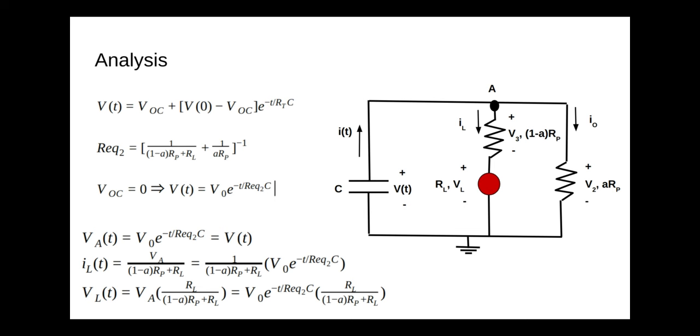Similarly as before, I used Ohm's law to find the current running through the LED at any time, and I used voltage division to find the voltage potential across the LED.